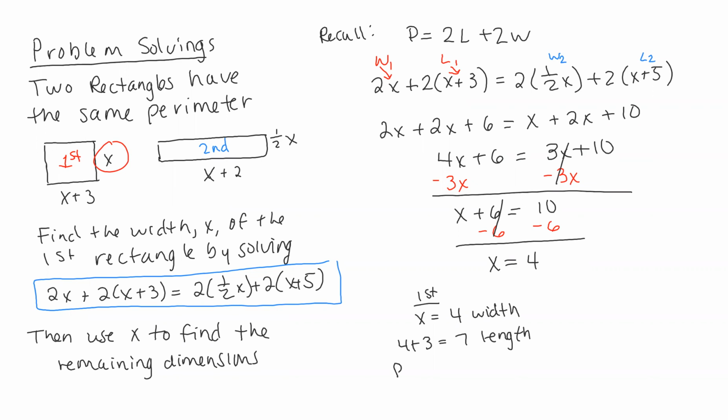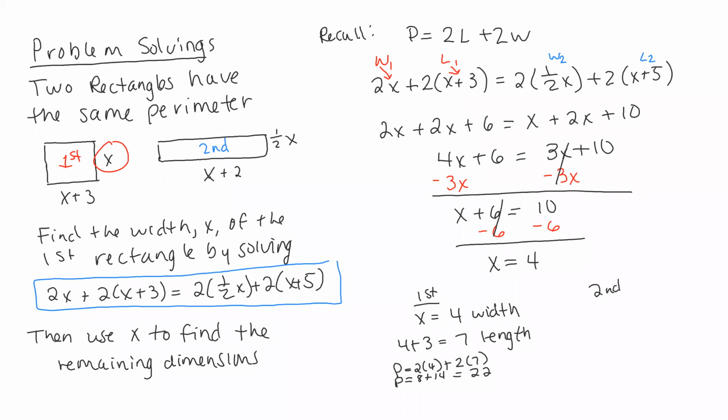And if we look at the perimeter, we get 2 times 4 plus 2 times 7, or let's see, 2 times 4 is 8, plus 2 times 7 is 14. So I would get 22. So the perimeter of the first rectangle is 22.